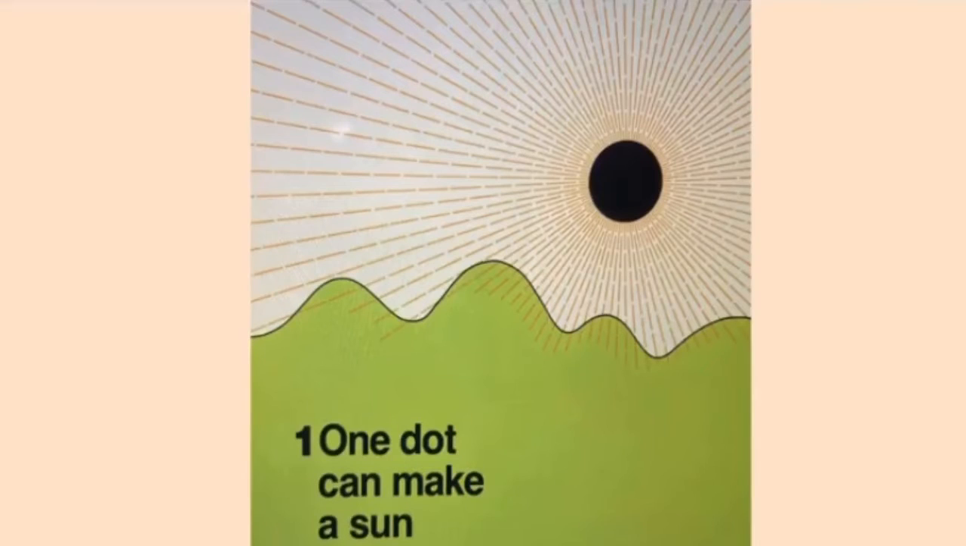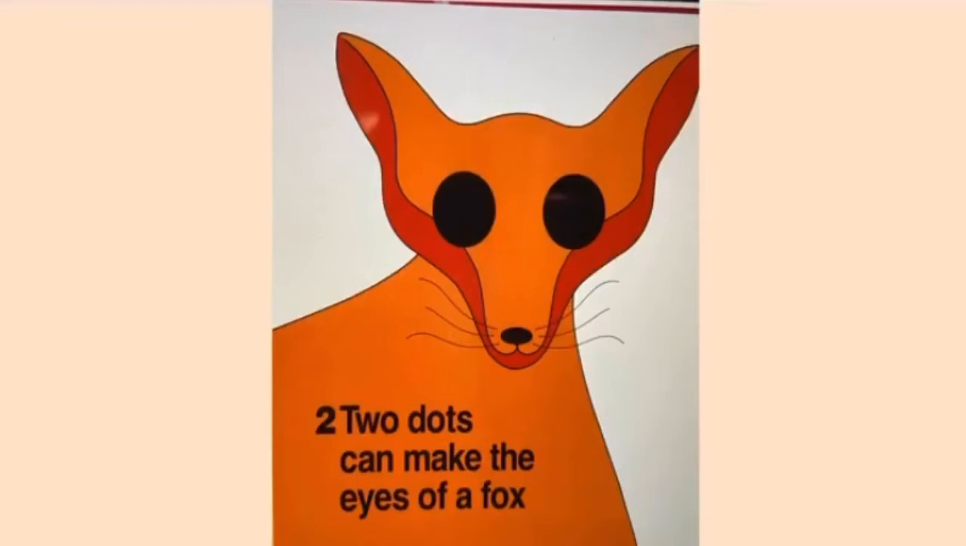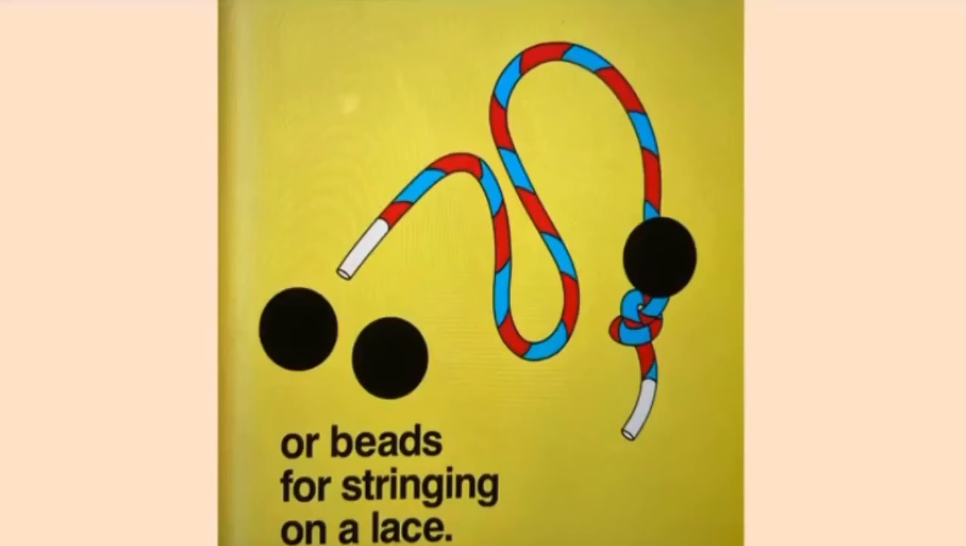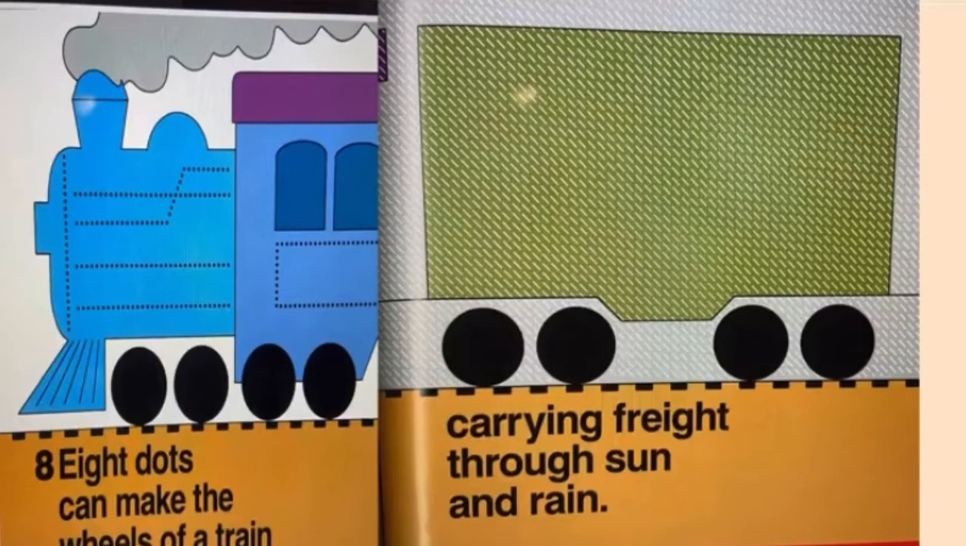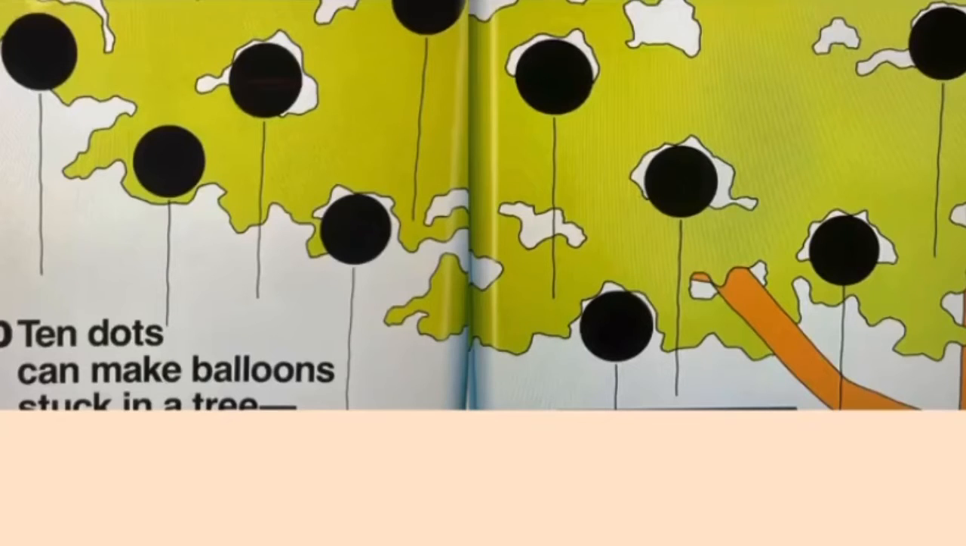Each page has something like this. It has a picture and black dots that represent what the caption says. So this one represents the sun. Here's the two dots as eyes on a fox. Three dots as beads for stringing on a lace. And then I skipped around just so you could get the idea of some more. Eight dots can make wheels on a train like this. And then there are the 10 dots that are in your tree stuck outside that are balloons.